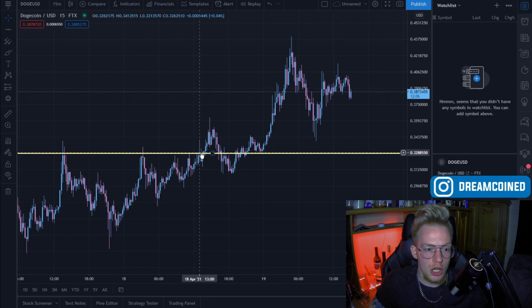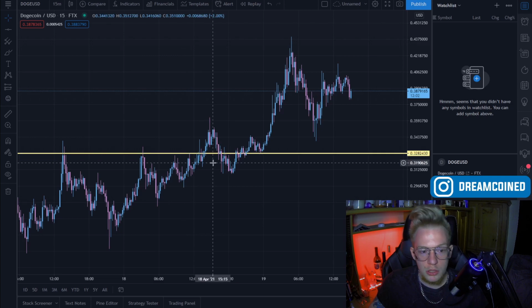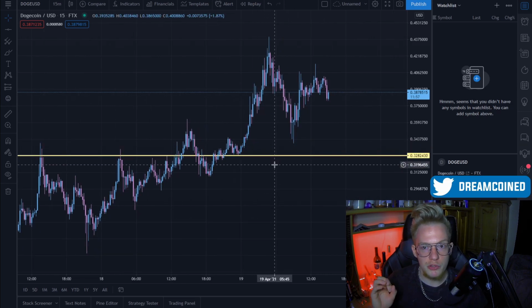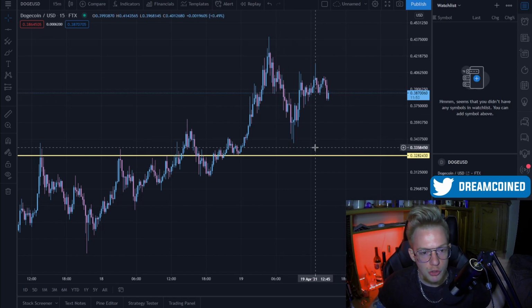This has been support basically since yesterday around noon. So this is looking to be set pretty well for the next day or so, especially with the DogeCoin 420 hype and rally and everything going on, where that's potentially going to push the price even higher.